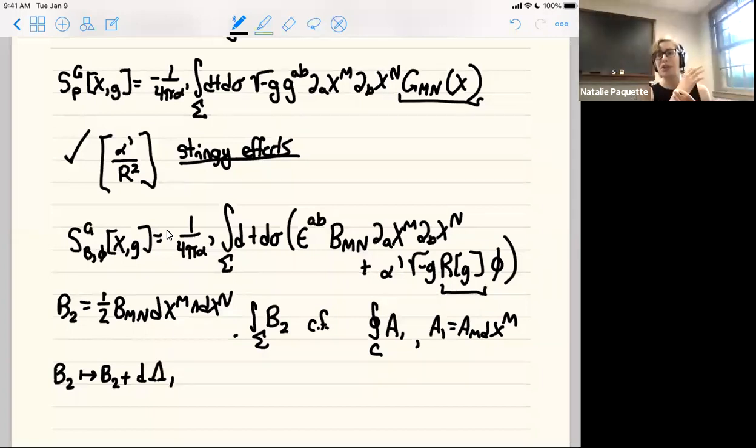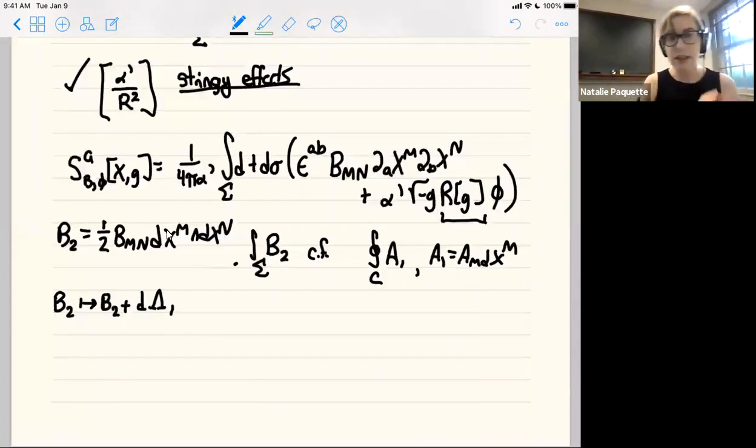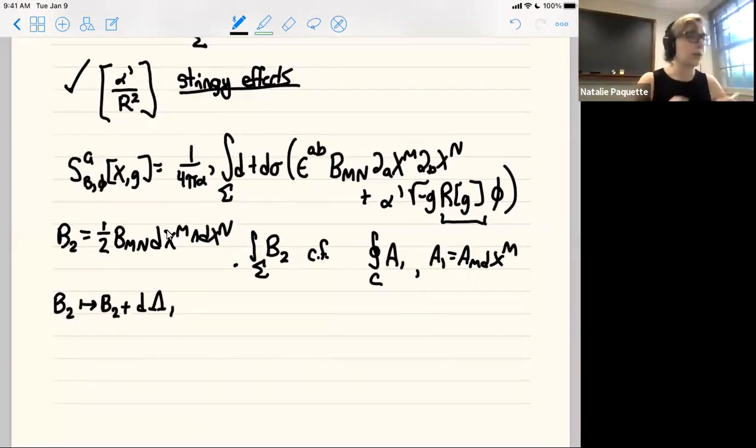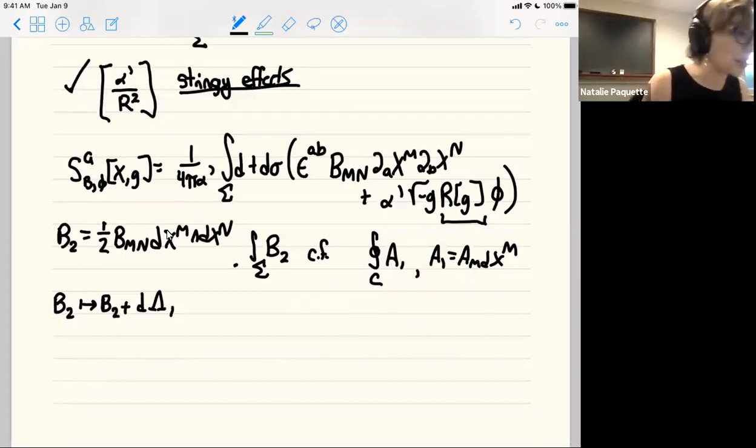So the strings are electrically charged under the B field, and magnetically charged objects under this B field also exist in string theory, and they're called NS5 branes. They're also very dear to my heart, but I essentially will have no time to talk about them in these lectures. But you might have naively expected them to exist, because if you have something electrically charged, maybe something magnetically charged is also part of your theory's spectrum.